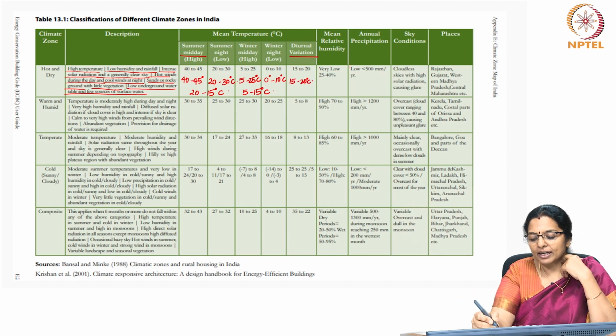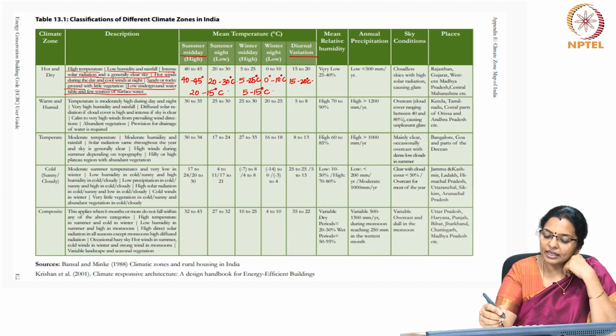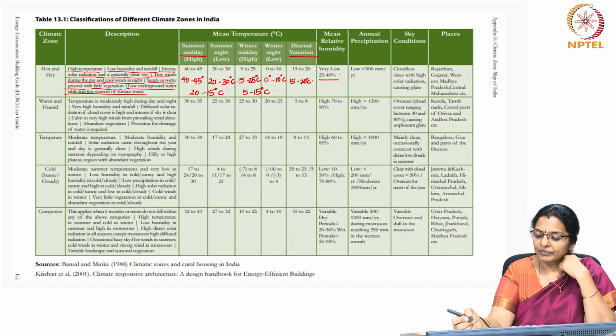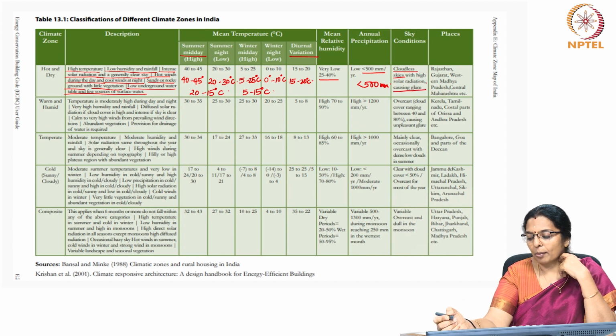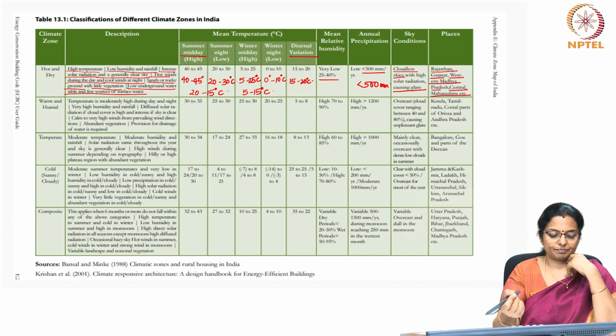If we look at the mean relative humidity, it is very low, between 25 to 40%. Annual precipitation is less than 500 mm, making these places extremely hit by water scarcity. Sky condition is a cloudless sky with highly intense solar radiation, which can cause glare. Places which have these climate characteristics are Rajasthan, Gujarat, Western Madhya Pradesh, Central Maharashtra, etc.